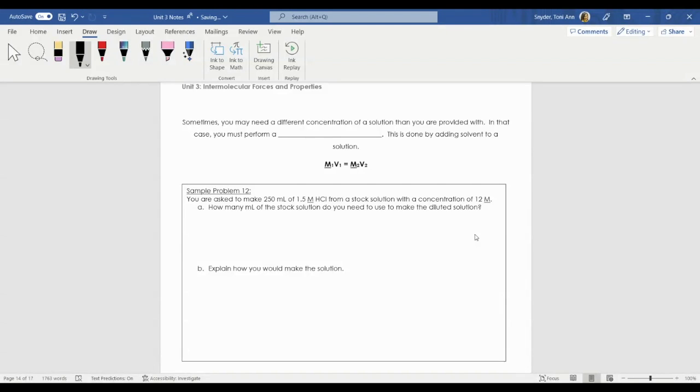A very relevant equation. Sometimes you may need a different concentration of a solution than you are provided with. In that case, you must perform a dilution. This is done by adding solvent to the solution. And our equation kind of looks like Boyle's law, right? M1V1 equals M2V2. So the concentration of the first one times the volume of whatever concentration I need is equal to the molarity of the second one and how much of that.